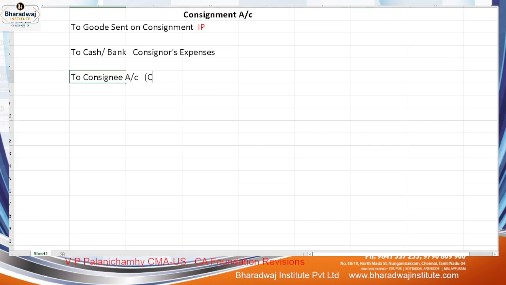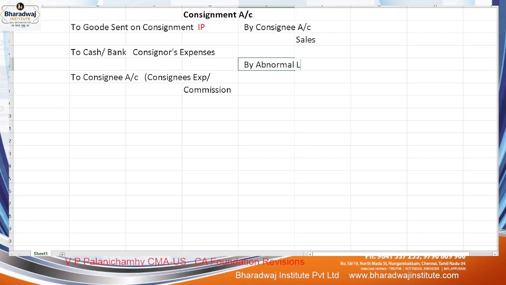This is for which one? Consignees expenses, commission, all those things we debit. Then we record by consignee account for the sales. Then we record abnormal losses. The loss may be in transit or it may be in the godown. Then we record which one? Closing stock with consignee. Closing stock with consignee.